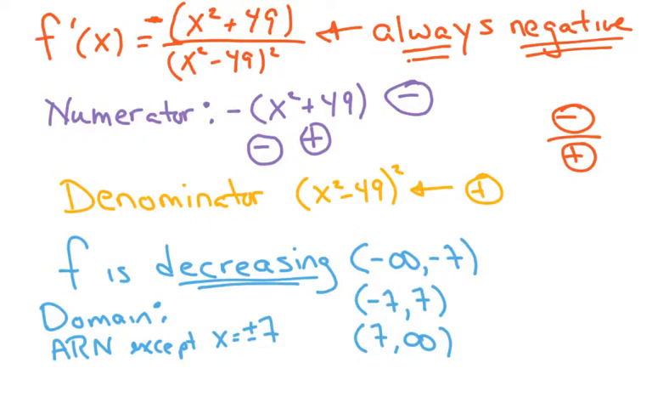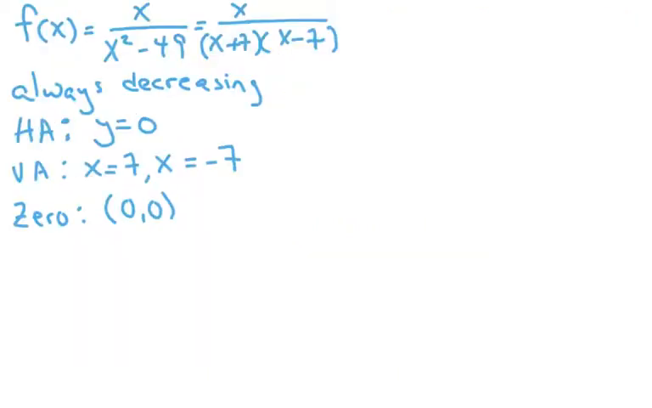Okay, so let's see what we know so far. All right, so we know the function is always decreasing. It has a horizontal asymptote, y equals 0, x-axis, remember. Has two vertical asymptotes, and we know where the 0 is. What we need to know is behavior at the vertical asymptotes.